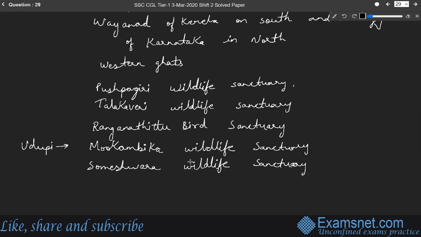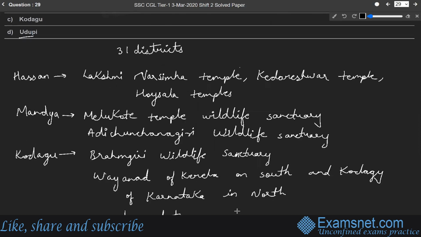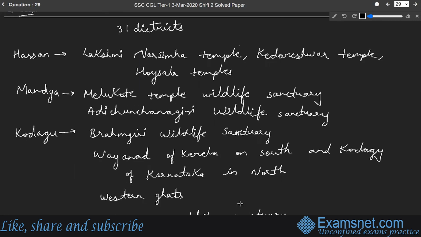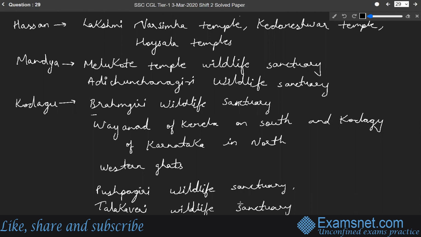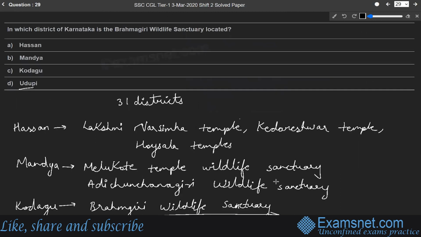So for this question, we have to find in which district of Karnataka the Brahmagiri Wildlife Sanctuary is located. We know that Brahmagiri Wildlife Sanctuary is located in the district of Kodagu in Karnataka, on the north side. It is also known as Western Ghats. So for this question, the correct option will be option C, that is Kodagu.